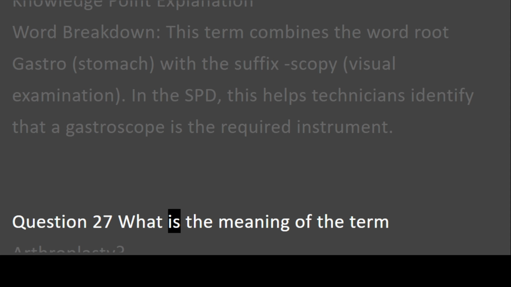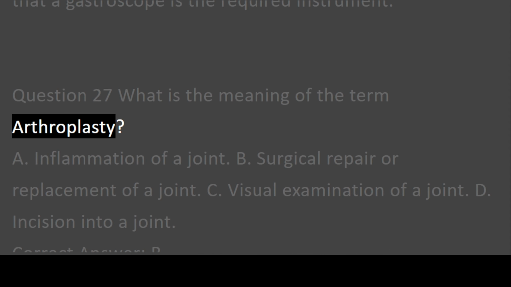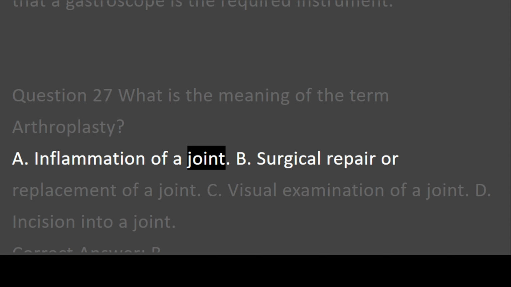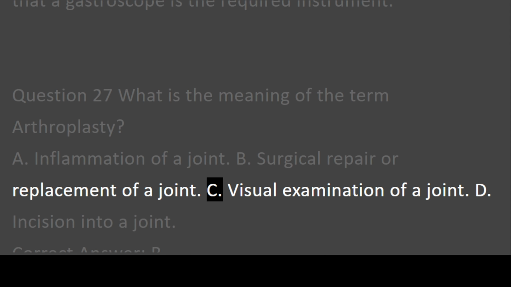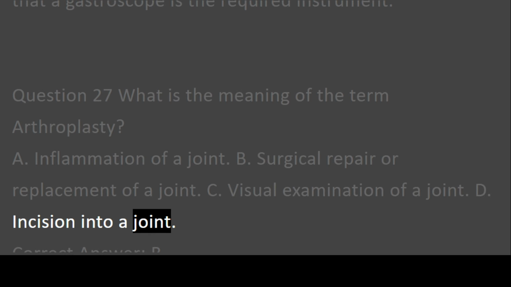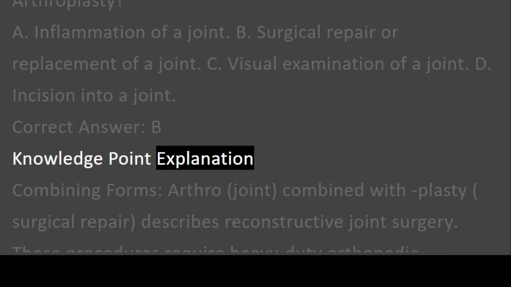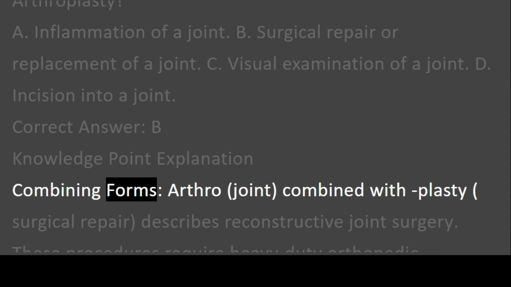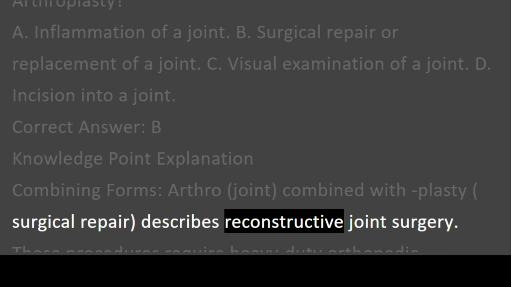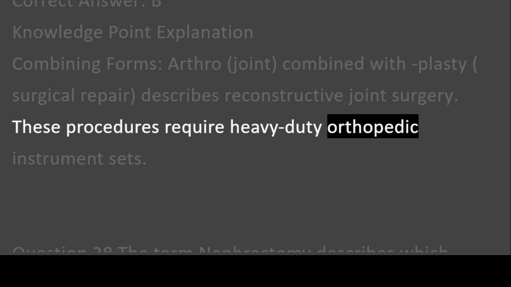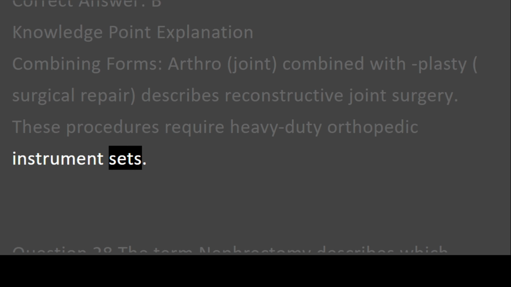Question 27. What is the meaning of the term arthroplasty? A. Inflammation of a joint. B. Surgical repair or replacement of a joint. C. Visual examination of a joint. D. Incision into a joint. Correct answer, B. Knowledge point explanation. Combining forms, arthro, joint, combined with plasty, surgical repair, describes reconstructive joint surgery. These procedures require heavy-duty orthopedic instrument sets.